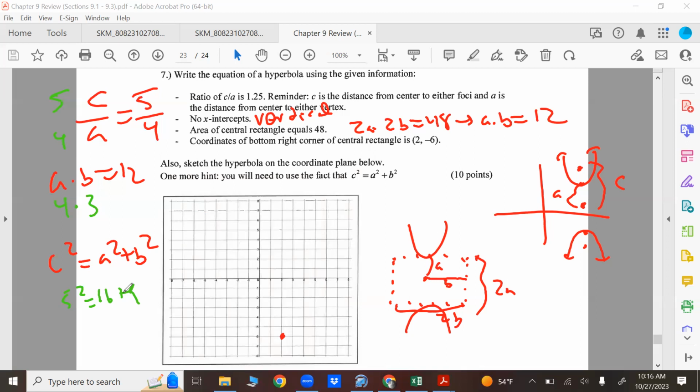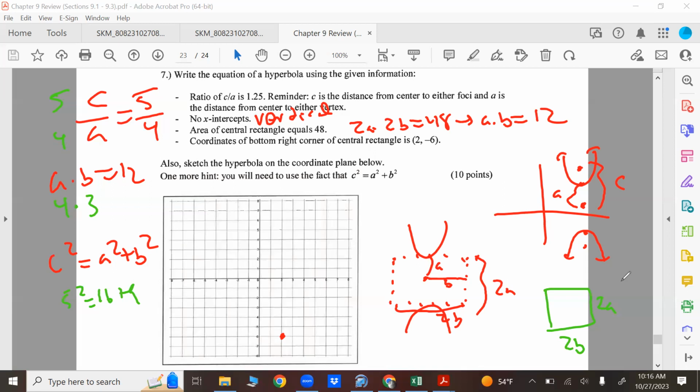And it's going to be vertical. Okay, it's going to be vertical. Now, this is where you got to be a little careful. So, it's actually going to be like this, right? The central rectangle, that's 2B, and that's 2A. Because remember, A is a distance from the center to either vertex. So A is actually going to be vertical in this case here, and B is going to be horizontal. The other way is to know it, right?